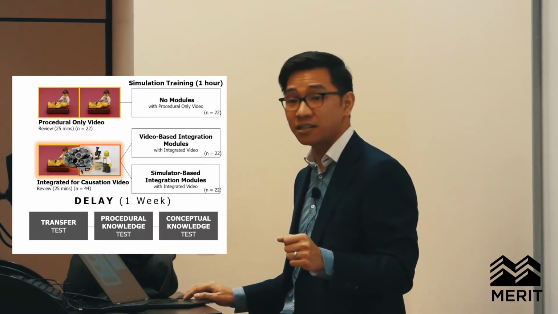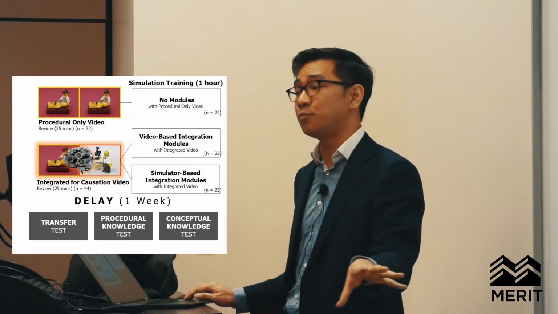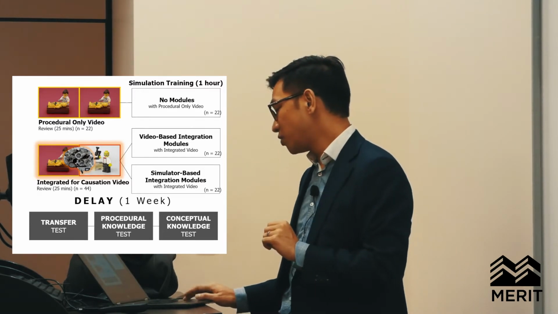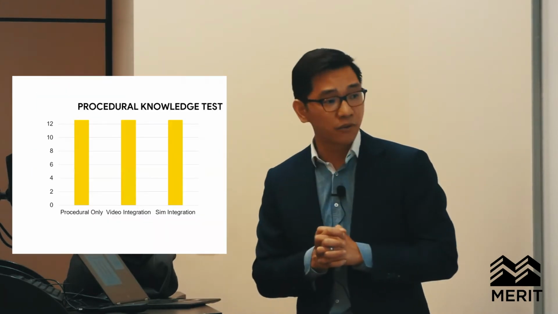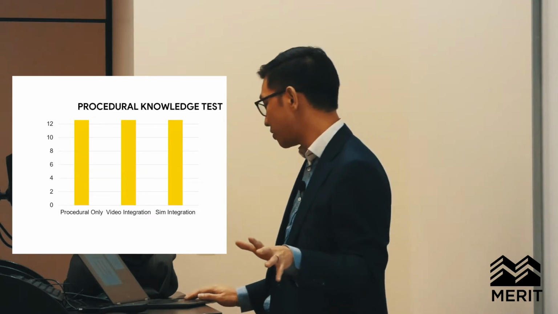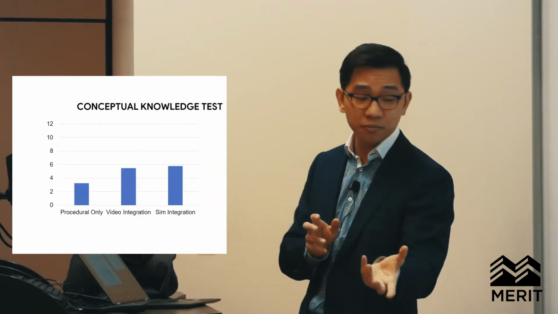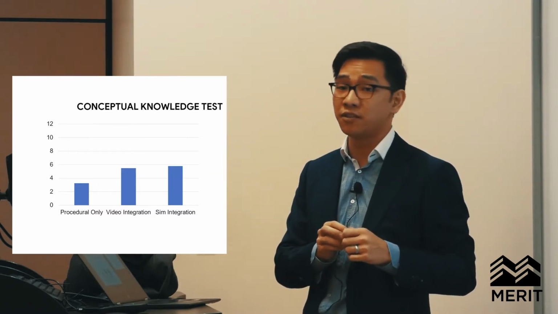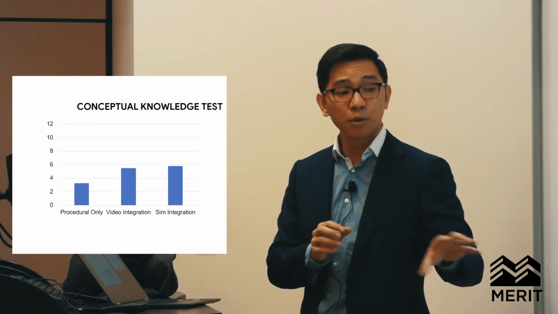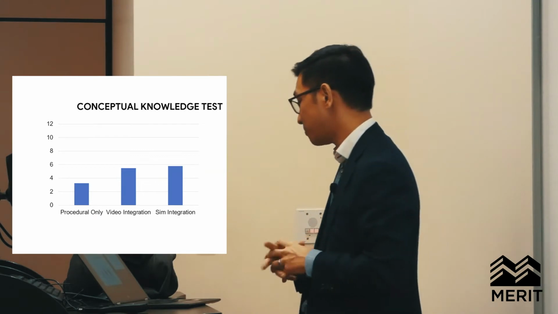And like the previous studies, they engage in the same transfer test and the same 2 written knowledge tests. So what we find, as we saw in previous studies, no differences in procedural knowledge scores. But when we look at conceptual knowledge scores, we find that the individuals in the integrated groups perform better than the individuals that received procedural-only instruction. But we don't find much difference between the 2 integrated groups.